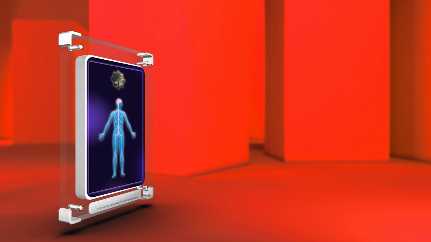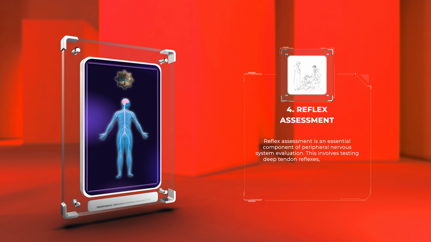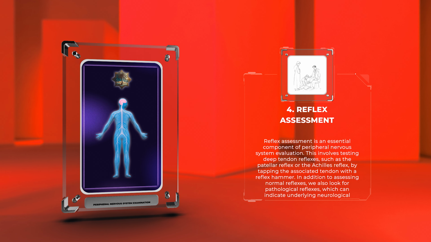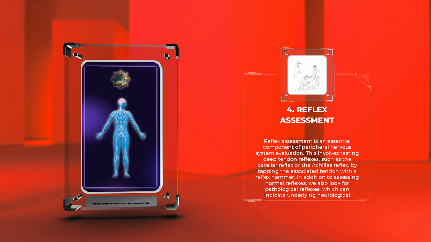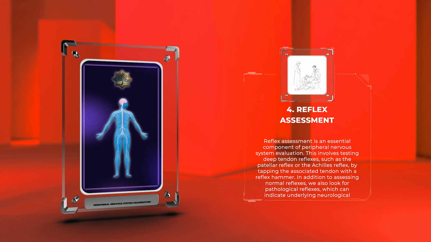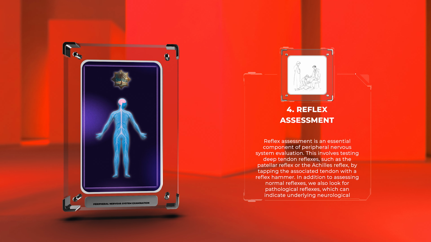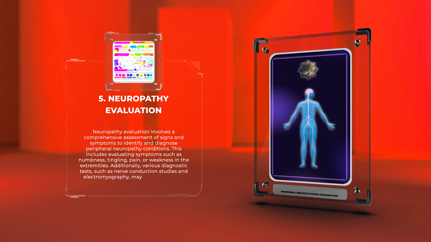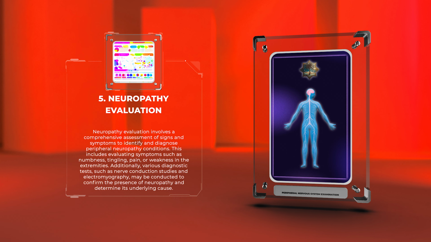Reflex assessment is an essential component of peripheral nervous system evaluation. This involves testing deep tendon reflexes, such as the patellar reflex or the Achilles reflex, by tapping the associated tendon with a reflex hammer. In addition to assessing normal reflexes, we also look for pathological reflexes, which can indicate underlying neurological conditions.